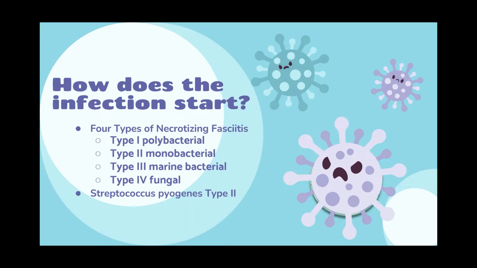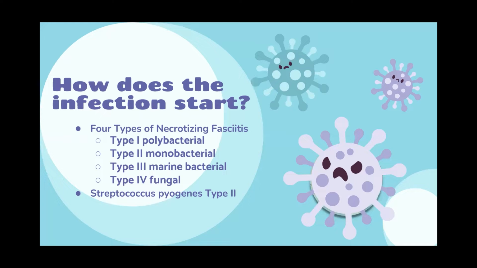Type 2 is monobacterial. This means that it is caused just by one bacteria, and it can be either group A streptococcus or Staphylococcus aureus. Type 3 is marine bacterial, and just like it sounds, it is caused by bacteria found in the sea, such as Aeromonas and Vibrio. Lastly, type 4 is fungal. It's caused by fungi, and it's been seen only in immunocompromised patients.